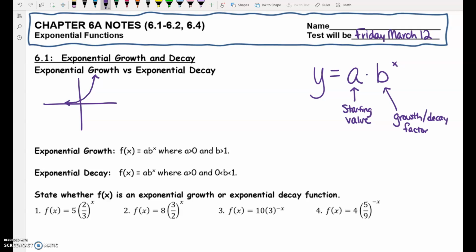So when it's growth, that B value is larger than 1. So it says right here, exponential growth, it's when the B value is larger than 1.